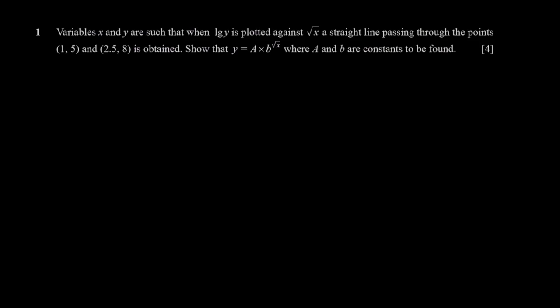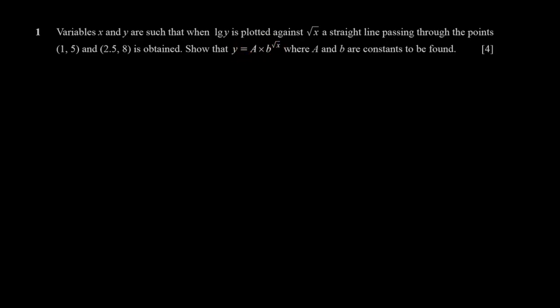Okay, then question 1 of this paper. Variables x and y are such that when log y is plotted against the square root of x, a straight line passing through these points is obtained. We want to show that y equals a times b to the power of root x, where a and b are constants to be found.